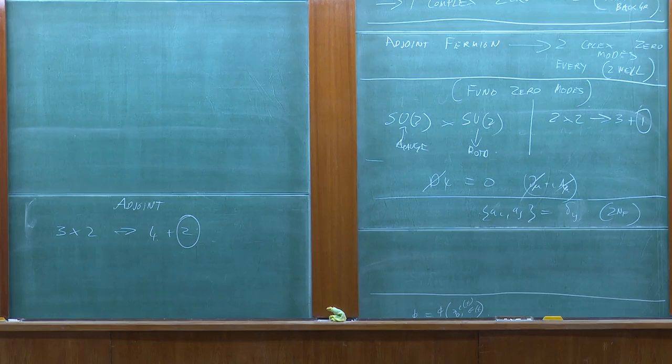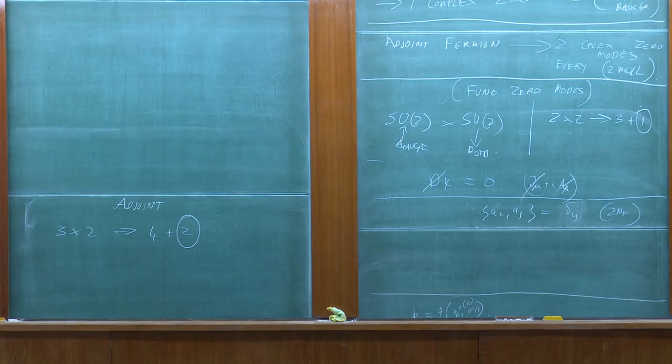Yes, but now you added NF of them because you had NF hypermultiplets. Each hypermultiplet has its own fermion, but the gauge field is still SU2. We were talking about zero modes coming from fundamental fermions. Each hypermultiplet carries its own fundamental fermion. So there are going to be that many Dirac equations, one for each flavor field, and each will come with its own zero mode. So there will be 2NF of them.